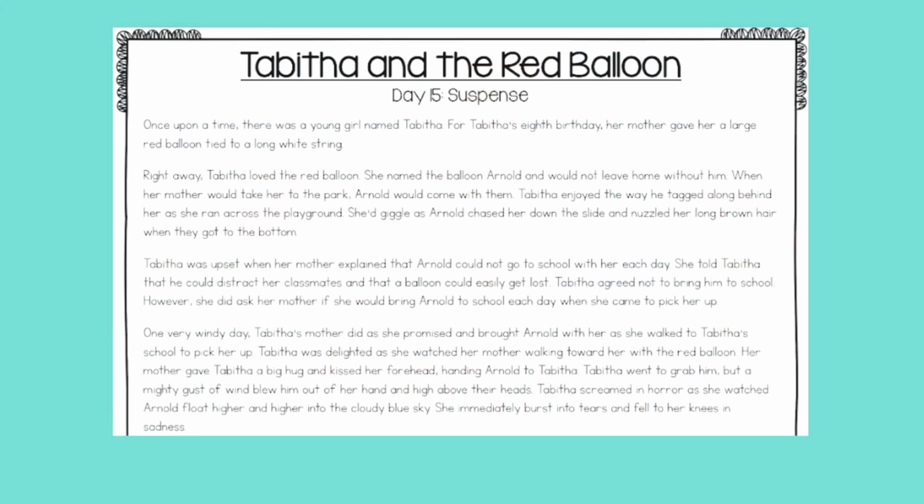Once upon a time, there was a young girl named Tabitha. For Tabitha's 8th birthday, her mom gave her a large red balloon tied to a long white string. Right away, Tabitha loved the red balloon. She named the balloon Arnold and would not leave home without him. When her mother would take her to the park, Arnold would come with them. Tabitha enjoyed the way he tagged along behind her as she ran across the playground. She'd giggle as Arnold chased her down the slide and nuzzled her long brown hair when they got.